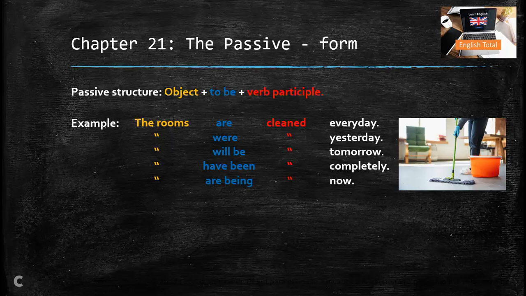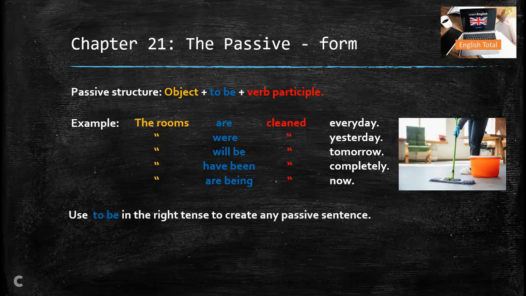As you can see, the only thing that changes is the form of the verb to be. The rest of the sentence stays the same. You can basically change the verb to be to create passive sentences in any tense. Easy, right?